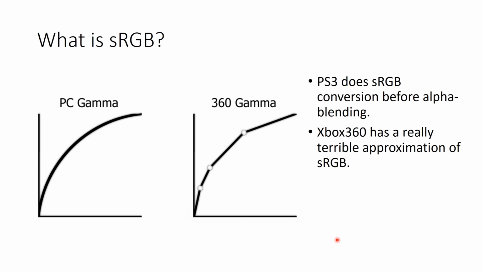PS3 does sRGB better than Xbox 360. Xbox 360 has a really terrible approximation of sRGB. As you can see, it's not linear, but it's far from being similar to the PC gamma curve.